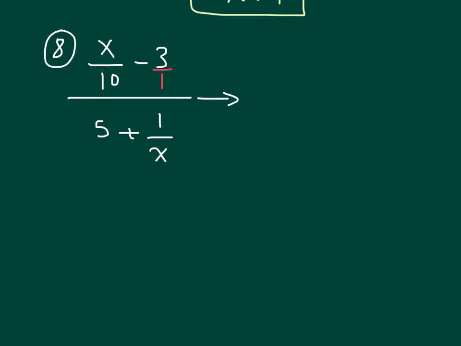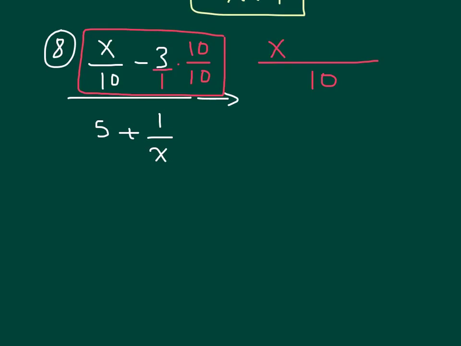If this denominator is 1, we have to multiply on the top by 10 over 10. The idea is in the numerator, I need a common denominator of 10. Copy the first numerator, which is x, and 3 times 10 will give you a 30. And that's what you have on the top.